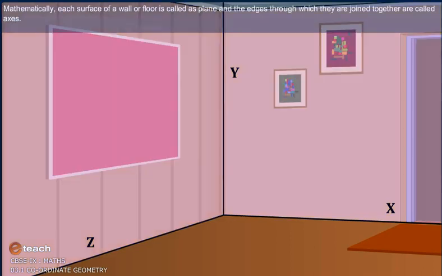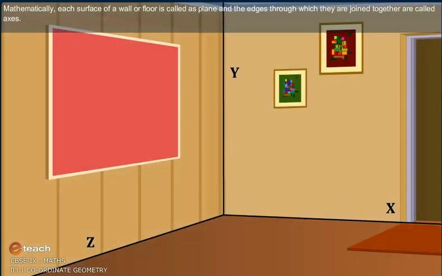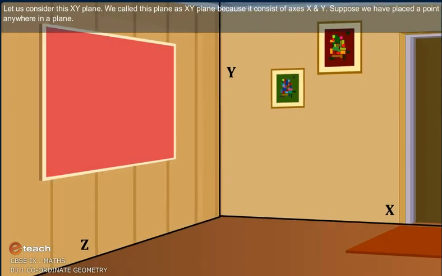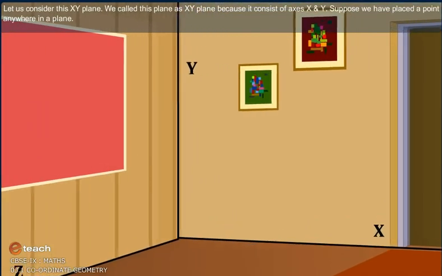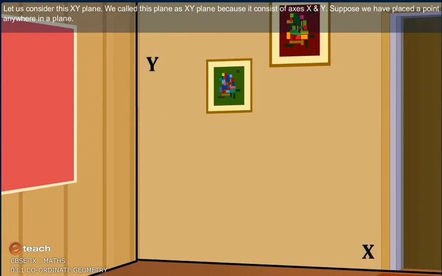Mathematically, each surface of a wall or floor is called a plane, and the edges through which they are joined together are called axes. Let us consider this xy plane. We call this plane the xy plane because it consists of axes x and y.